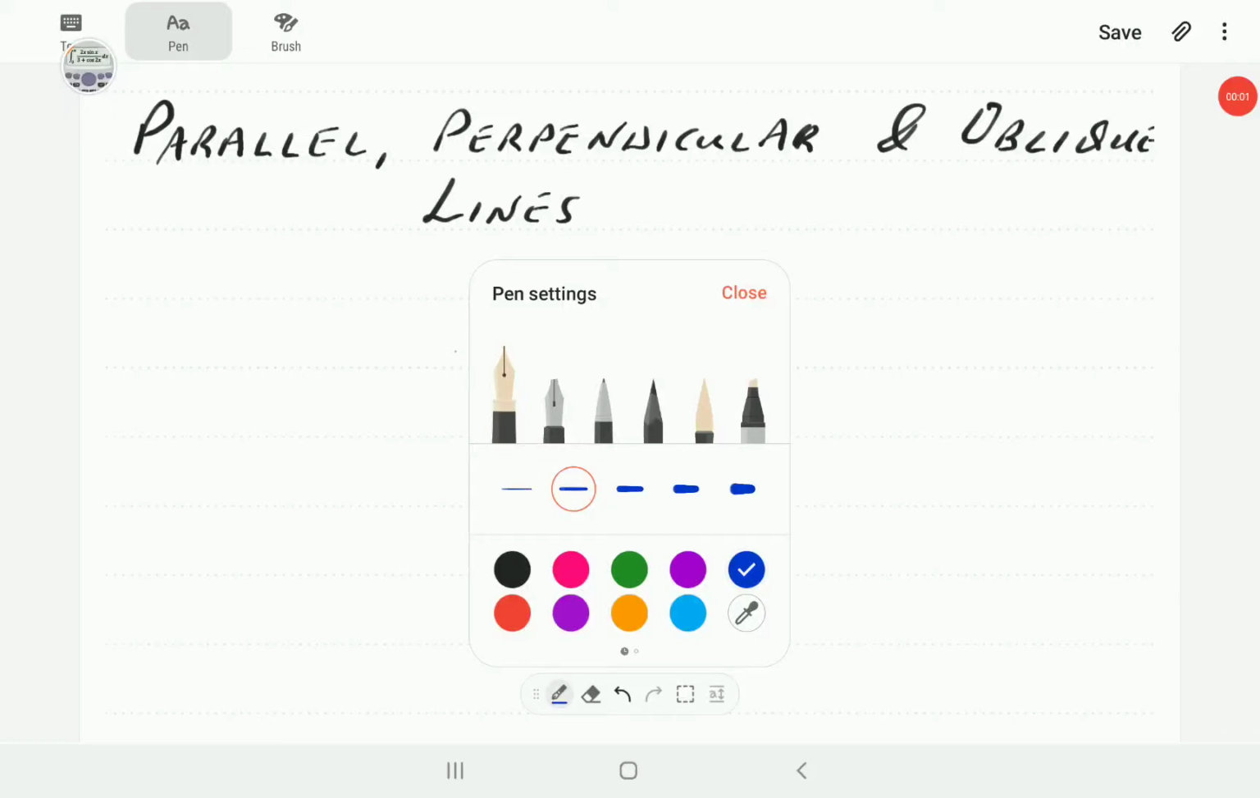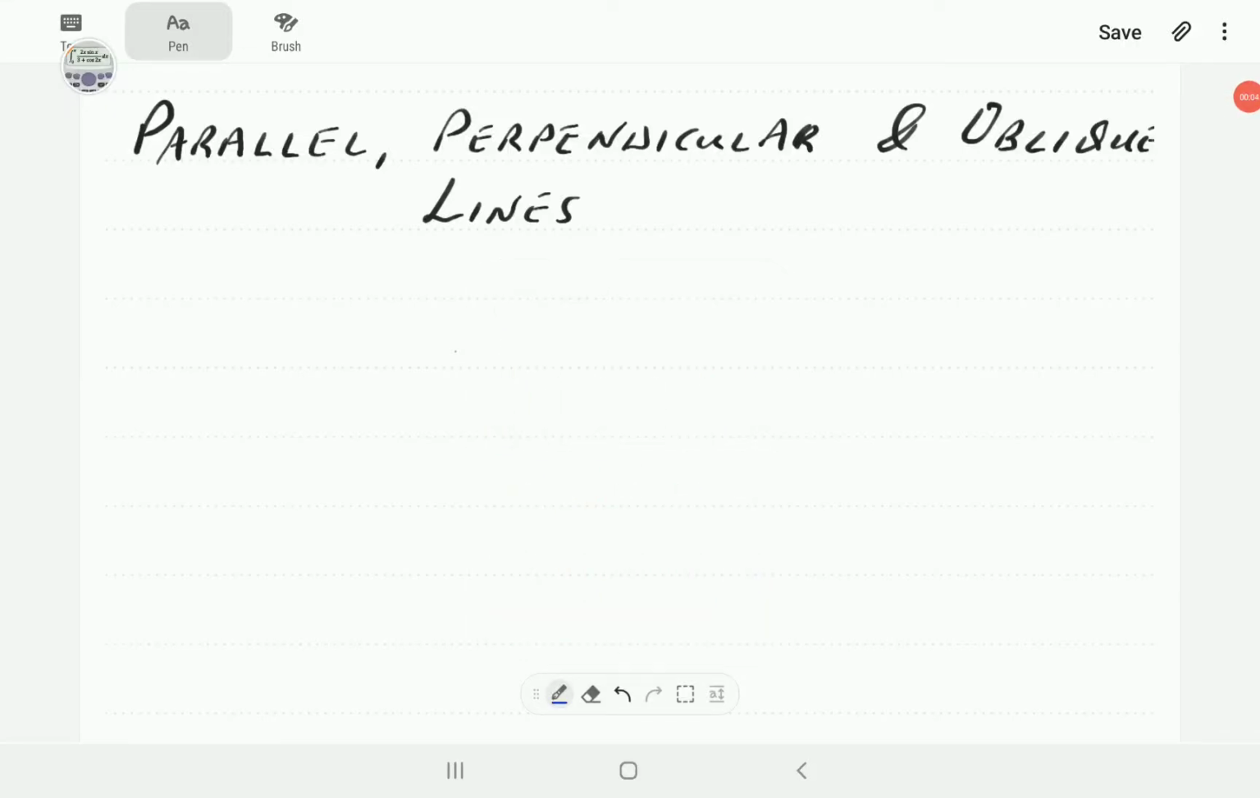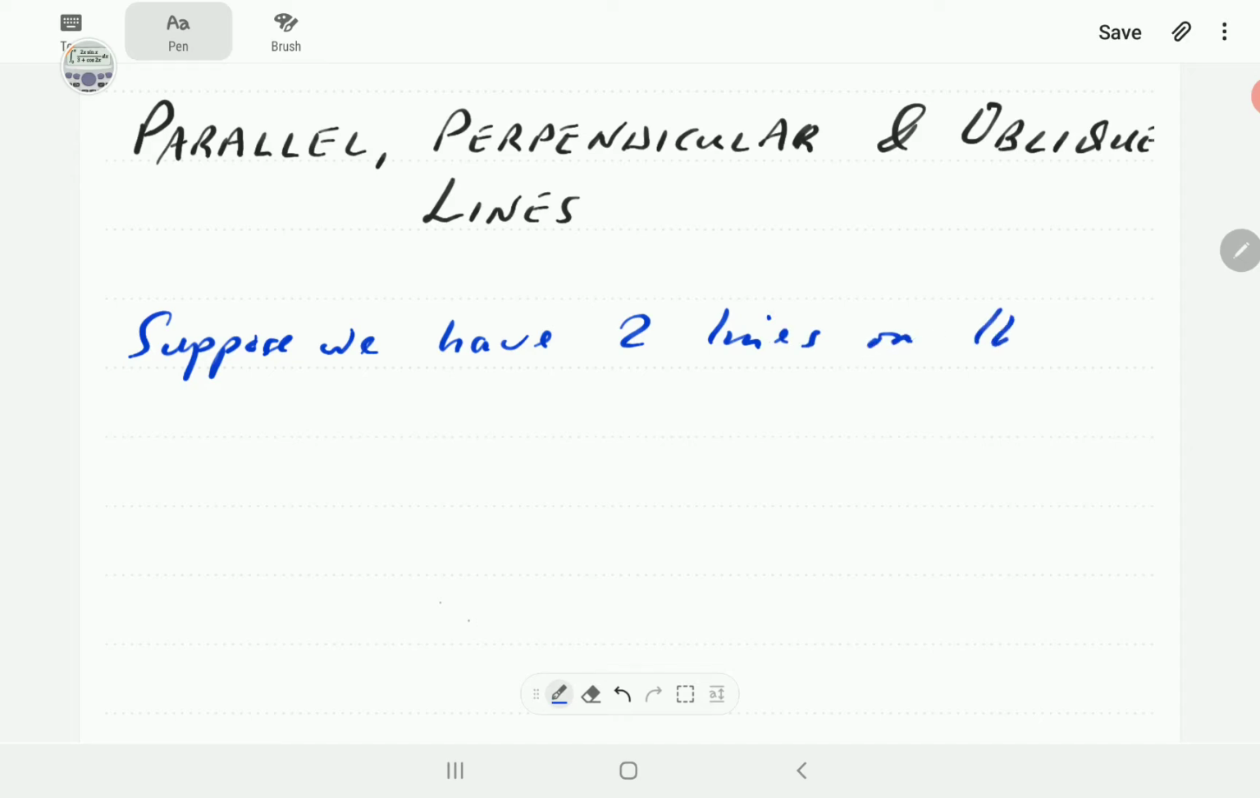All right, in our study of straight lines, up to now, we have looked at problems where there was only one line under consideration. In this video, we're going to look at the case where we have two lines. So suppose we have two straight lines on the XY plane.